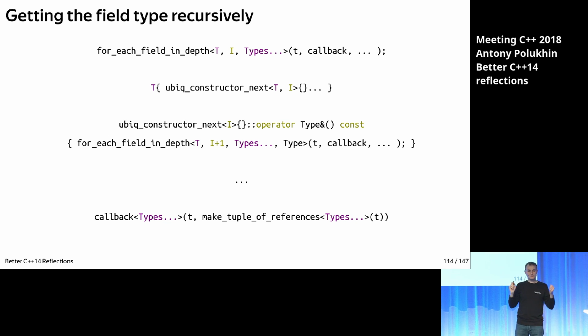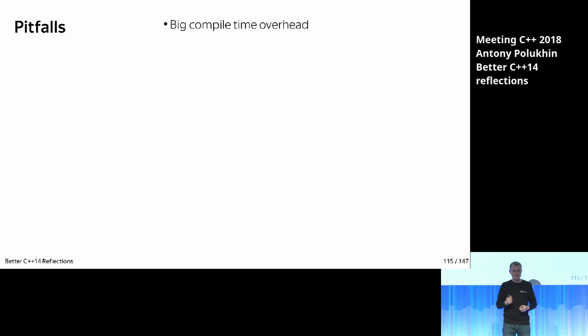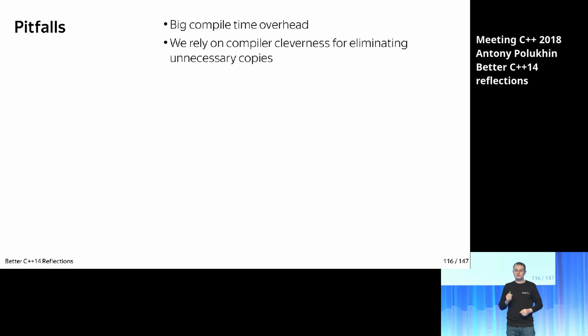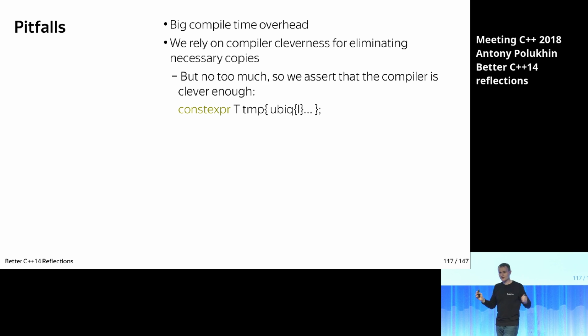And it works in C++14. And it works not only with plain old data types. It works with any aggregate initializable type, which is awesome. But it has big compile time overheads. We do that aggregate initialization many, many times. And we rely on compiler cleverness for eliminating unnecessary copies. Well, actually, we don't really trust compilers, so we do a bunch of static asserts that the compiler could eliminate all the temporaries, all the copies.